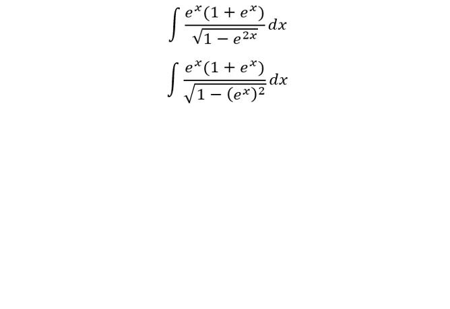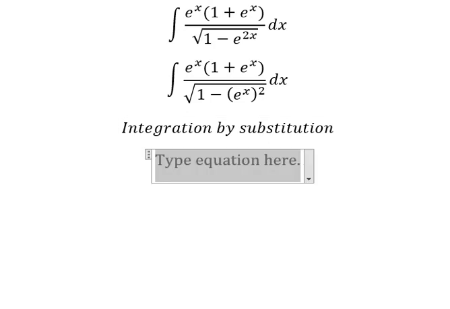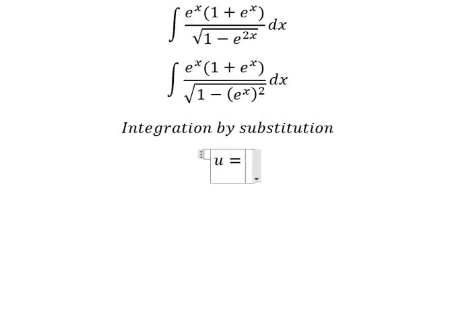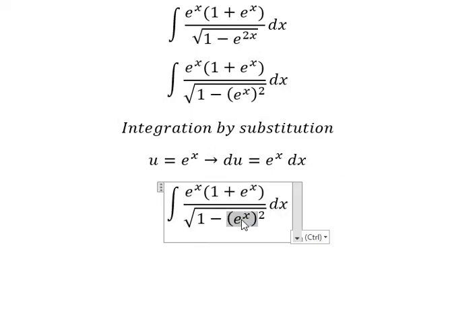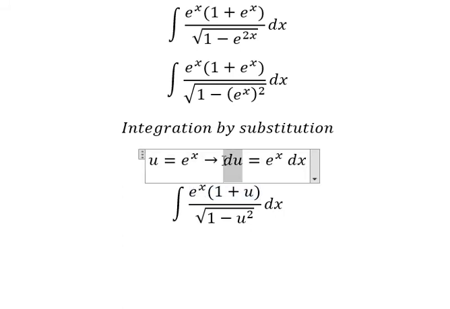Next, we need to use integration by substitution. So I will put u equals e to the power of s. Later, we take the first derivative of both sides, and you get du equals e to the power of s ds. This one we change by u, and e to the power of s ds we change by du.